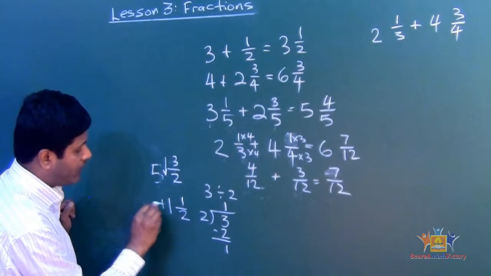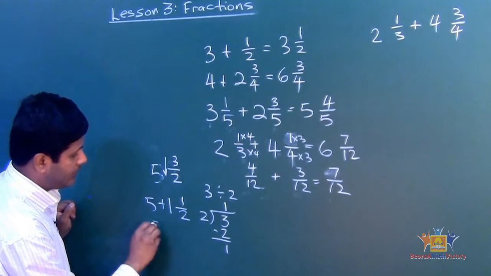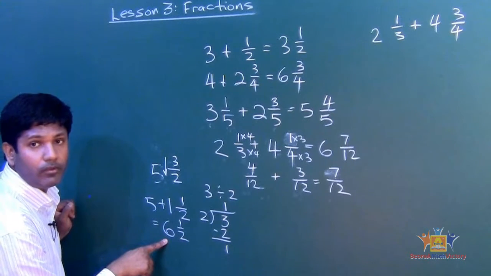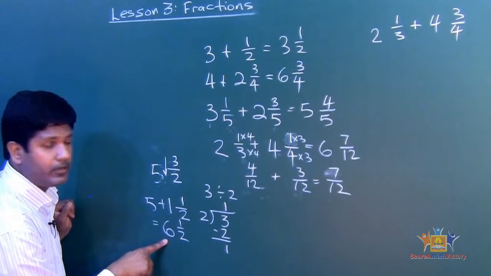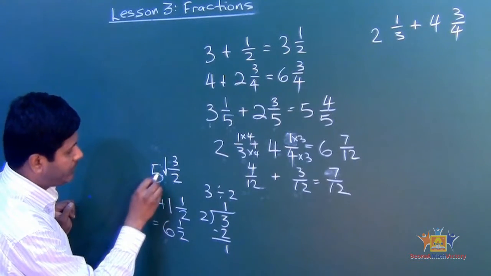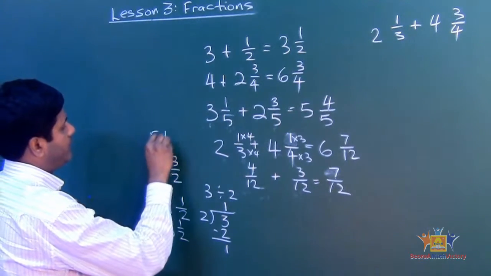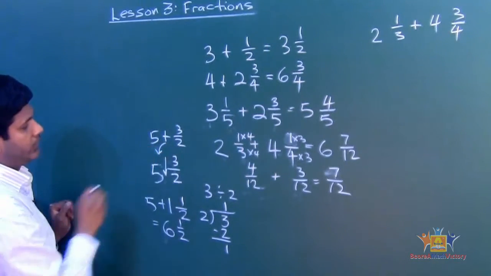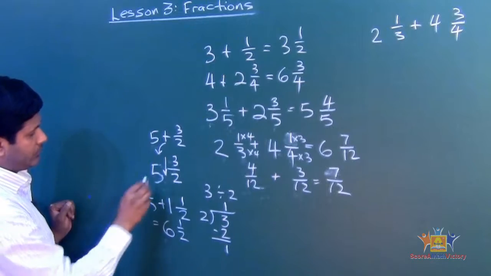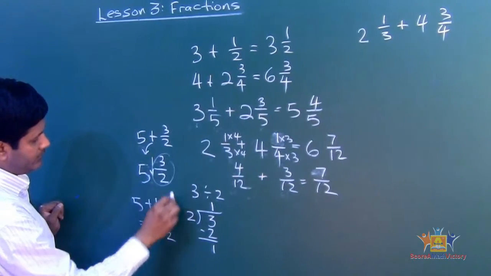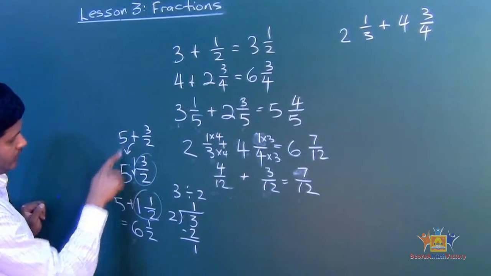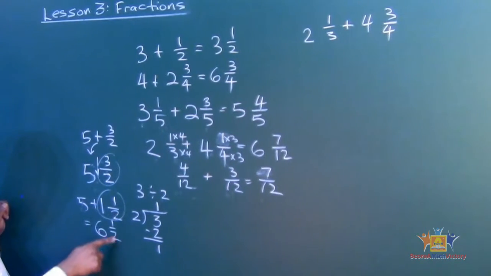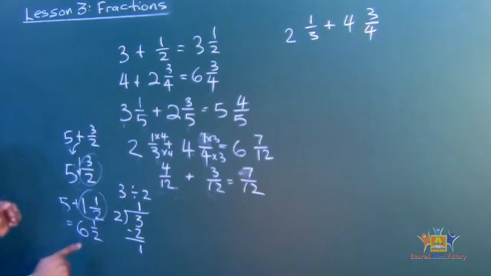Now we also got 5. I'm going to add the 5 to it. So that makes it 6 and 1 over 2. That been converted to this form. See that? Very important to understand this. Okay? Because this also means what? 5 plus 3 over 2. This whole thing. And that's what we did. See that? We converted this into this. 5 plus 1 and 1 over 2. 1 plus 5 is 6, and 1 over 2. Alright?